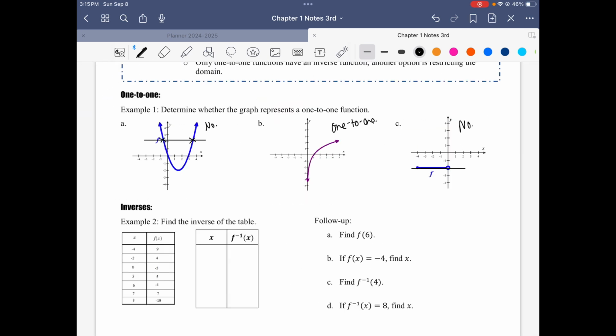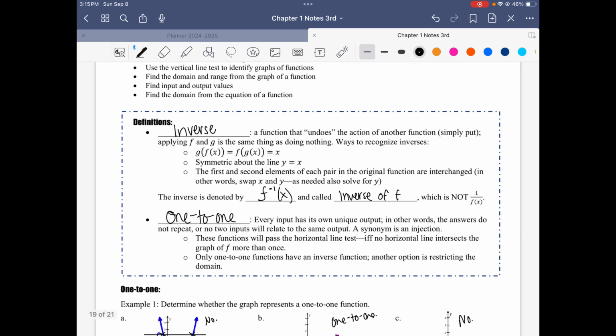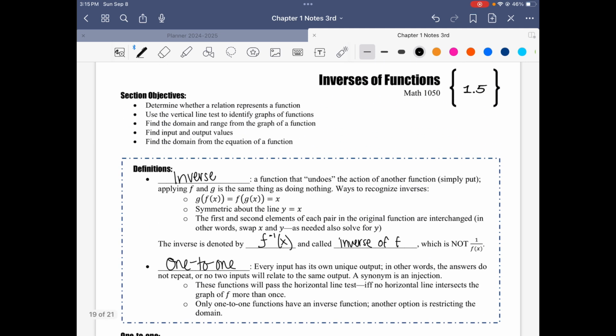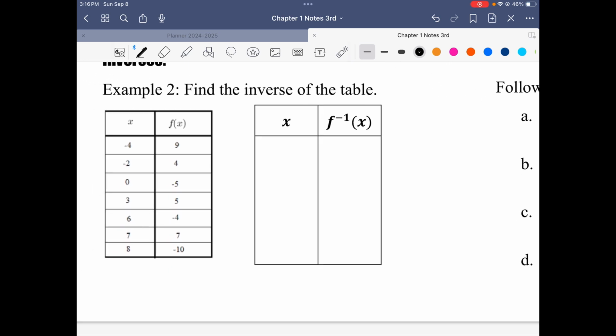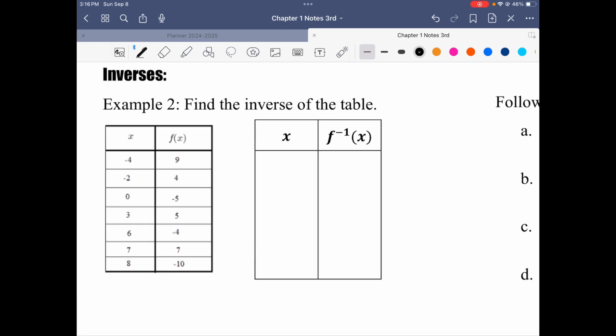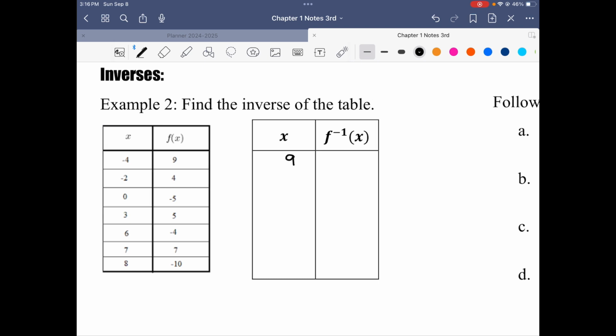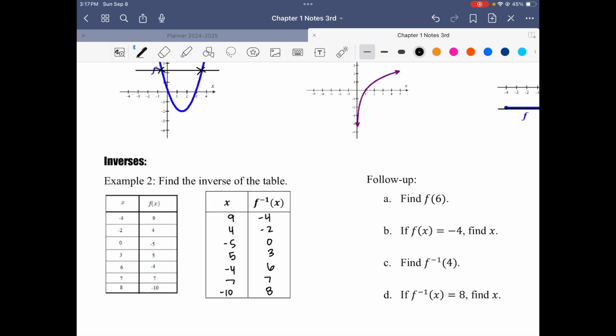The reason that this matters is that in order for a function to have an inverse, it must be one-to-one. So inverses don't exist when a function is not one-to-one. So let's just remember how to deal with these tables. If we were to find the inverse, all we have to do is switch our x's and our y's. Once x and y are switched, all we have to do then is answer some questions here.